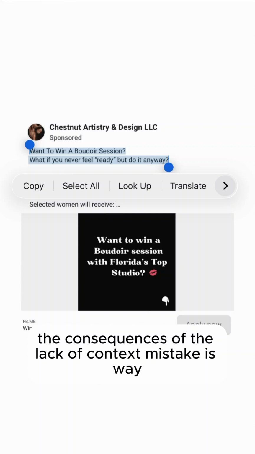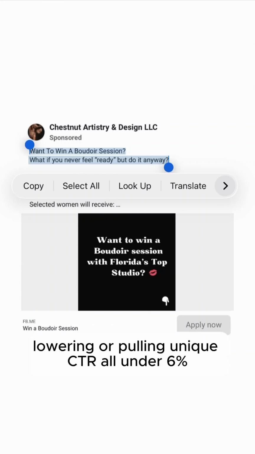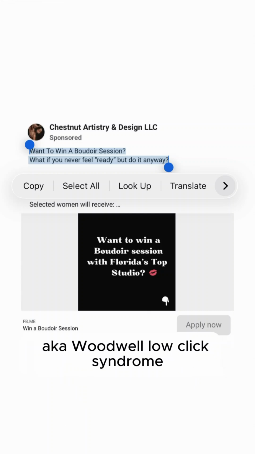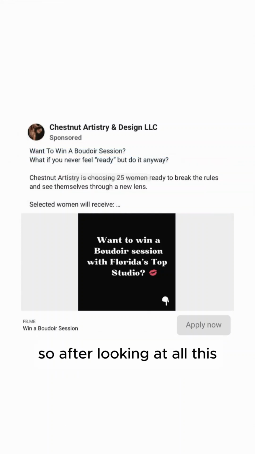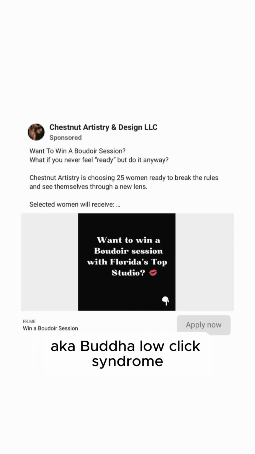The consequence of the lack of context mistake is way more women scrolling by our ad than necessary, pulling our unique CTRL under 6%, and increasing the probability that we have BLCS, aka Boudoir low click syndrome. So, after looking at all this, my diagnosis is yes, I do believe this Boudoir Facebook ad has BLCS, aka Boudoir low click syndrome.